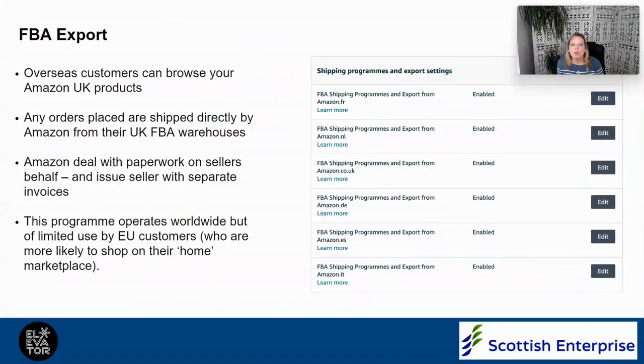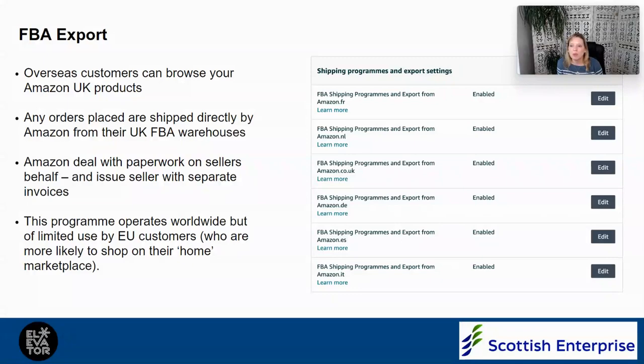First one is called FBA Export. It's not actually been affected by Brexit to the extent that the other ones have, but that is because it's actually a worldwide programme rather than being specifically focused on the EU. This programme allows global Amazon shoppers to view products directly on Amazon UK and to place orders for any seller products that have been enabled.